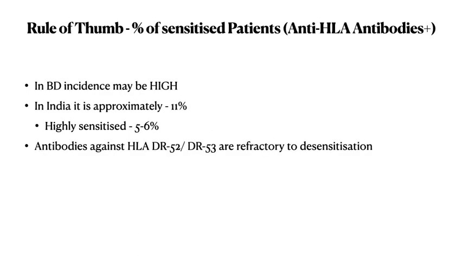Okay. So as a rule of thumb, how to find the sensitized patient: in Bangladesh, the incidence of antibody mediated rejection is extremely high compared to the usual rate of around 10 to 11% of samples sent to the Indian labs. For Indian patients, we see sensitized, they'll have antibodies, and highly sensitized, meaning they have very high titers against multiple donor antigens. And antibodies against DR52 and 53 are very refractory to desensitization. So if you have a patient with antibodies against these two antigens, you have to be very careful with desensitization.